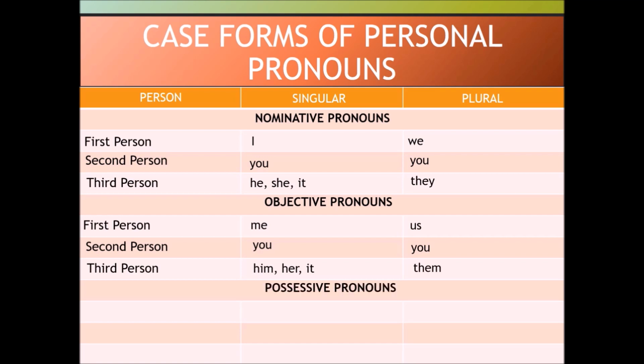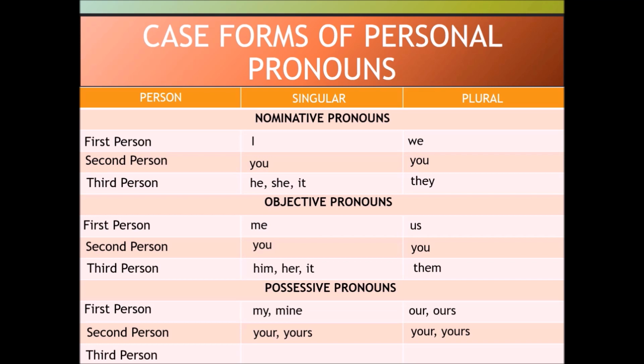For the last group, the possessive pronouns, in the first person we have my, mine under singular, and our, ours under plural. Then for the second person, we have your and yours. Then also your and yours in plural. And the last one is the third person under possessive pronouns. We have his, her, hers, each under singular, and then their and theirs under plural.